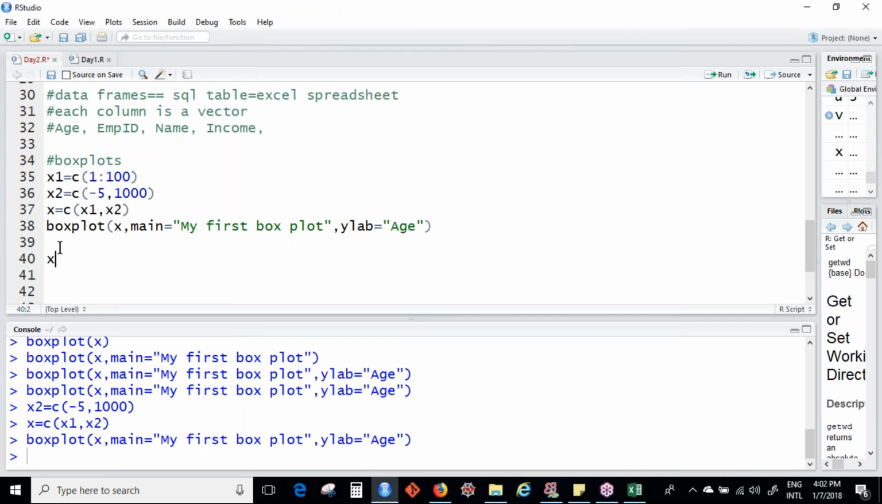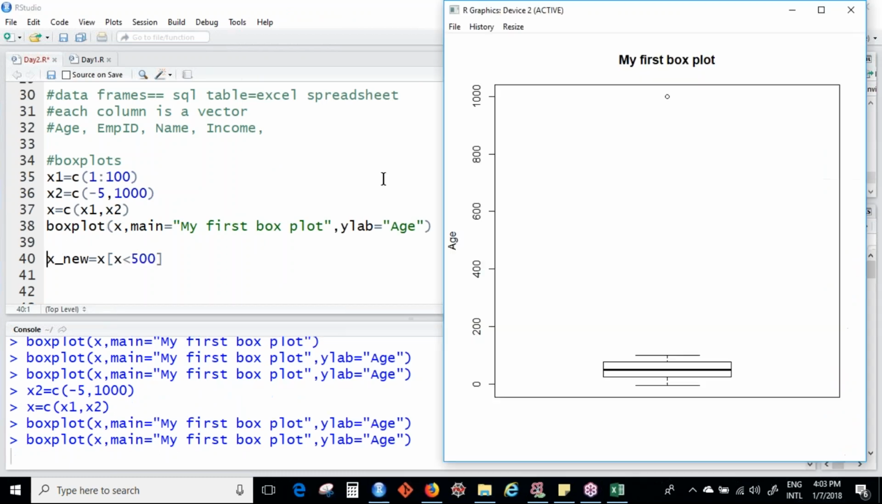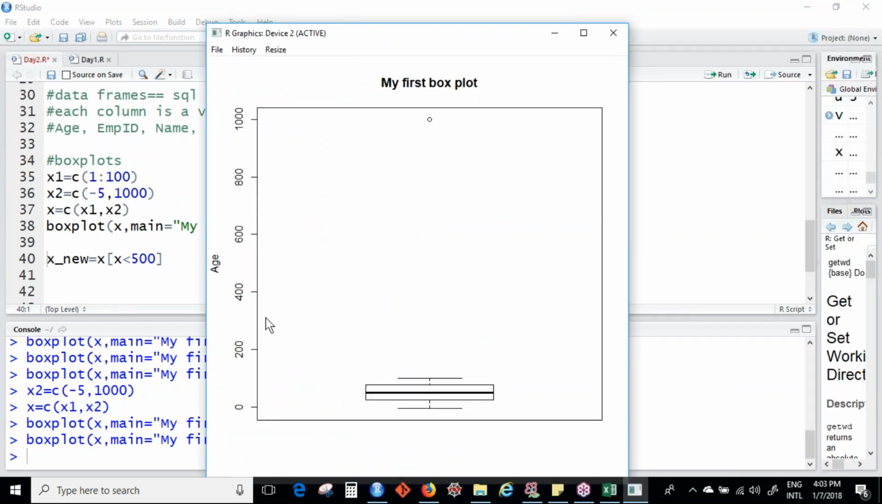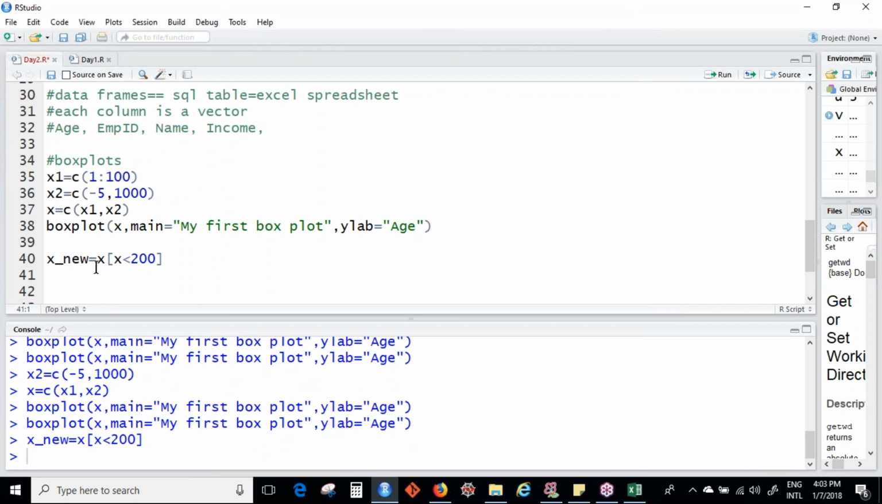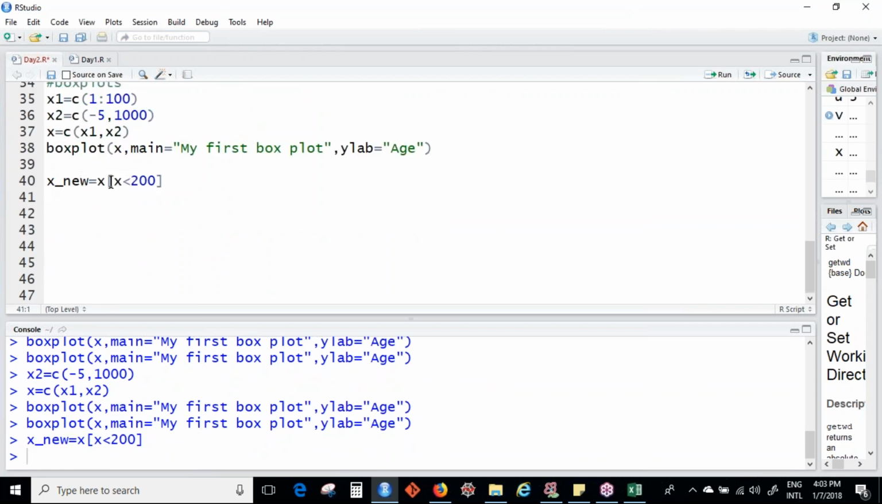You will just write x_new equal to x where x is less than 500, because we saw that the outlier was 1000. So you can give any value in between, maybe 200. So you can give 200 here. So x_new will no longer have an outlier, because you have gotten rid of that value. You have only considered those values which are less than 200.